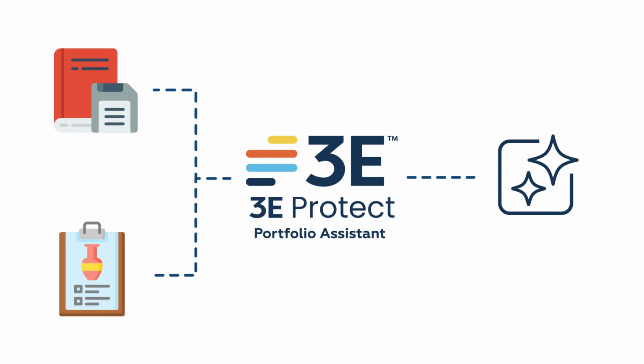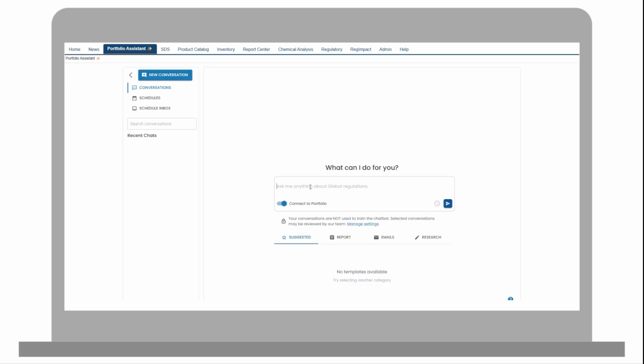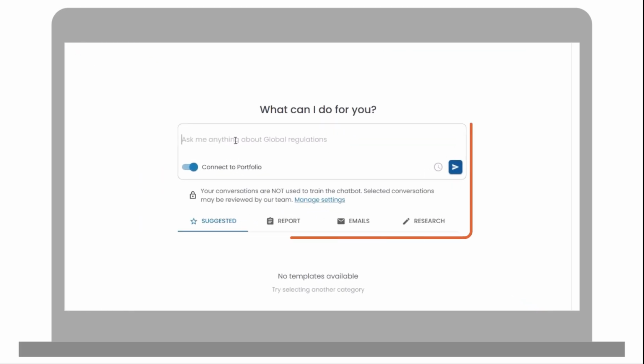The Portfolio Assistant contextualizes all these data points in a simple chat interface. Now compliance teams can ask specific questions about anything in their chemical inventory, SDS data, and 3E's Regulatory Intelligence database to get immediate, trusted answers. Once open, it accesses SDS catalogs and inventory data, applying 3E's Chemical Regulatory Intelligence to identify impacted products directly. At this point, compliance questions can begin right away.